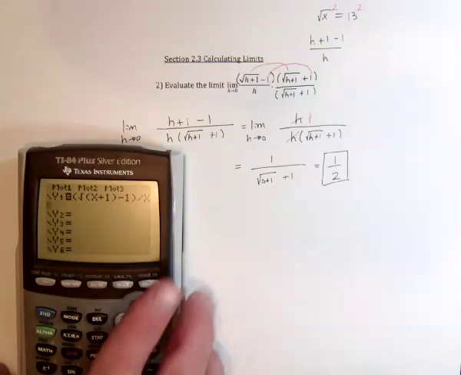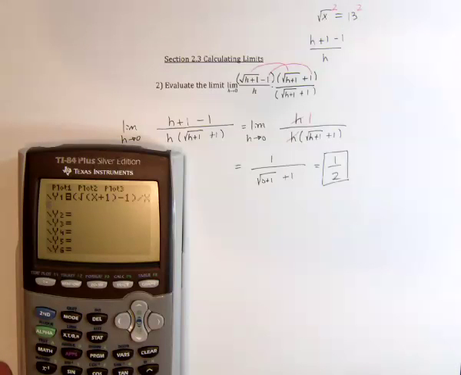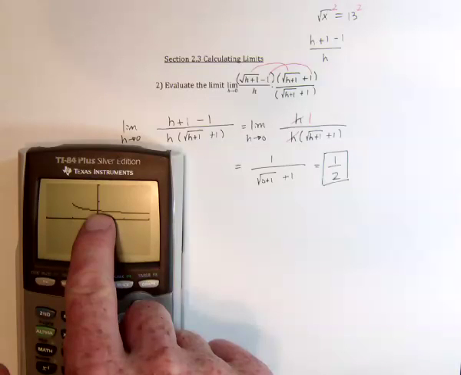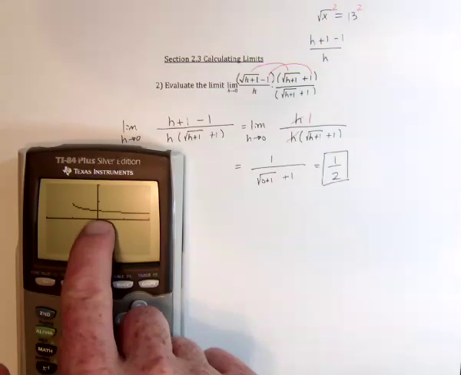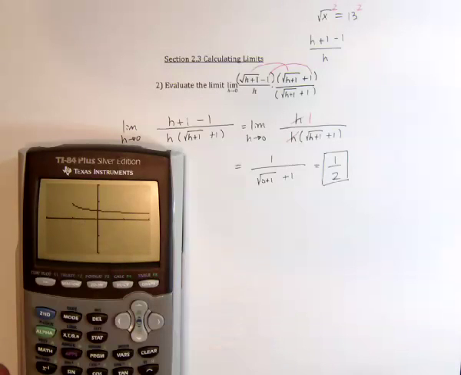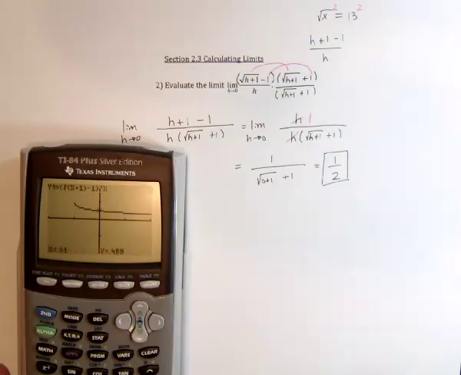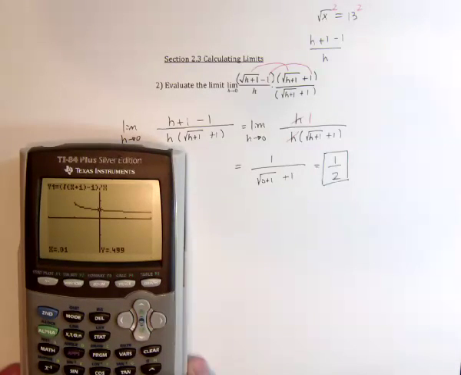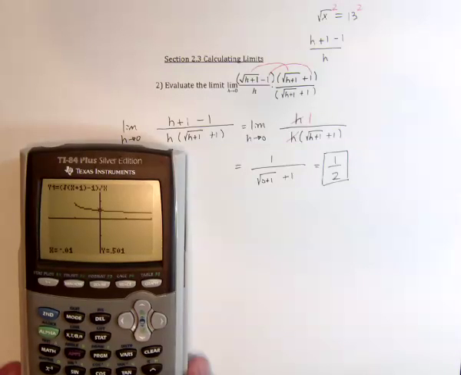Quick check of the calculator. So here's the original function before I did any algebra. And then take a look at the graph. As we're close to 0 for the x value, or over here for the h value, the function seems to be at a height of 1/2. So if we're close to 0, like 0.01, then the y value, sure enough, is close to 1/2. And on the other side, if I used negative 0.01, it's close to 1/2. So that seems to be right.